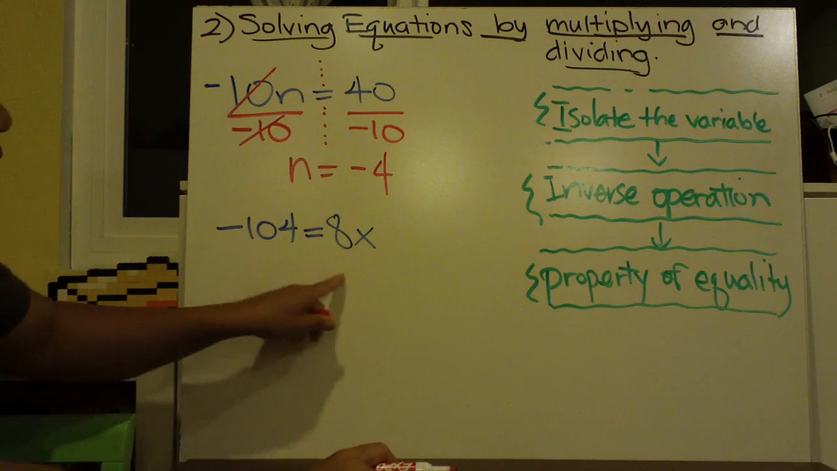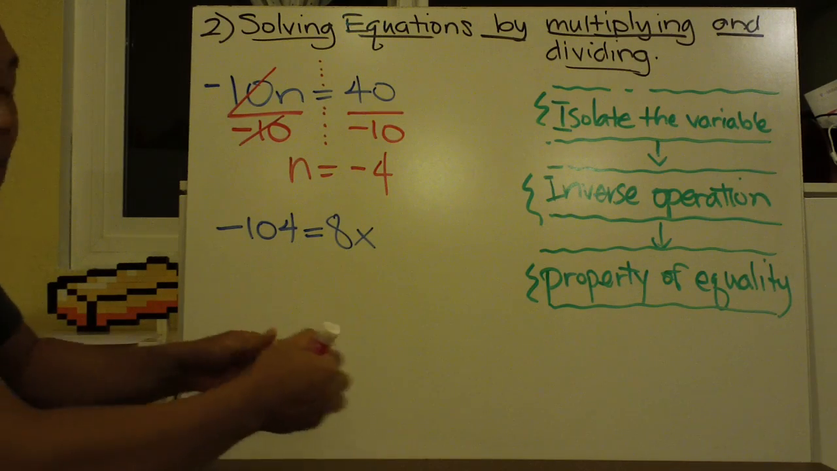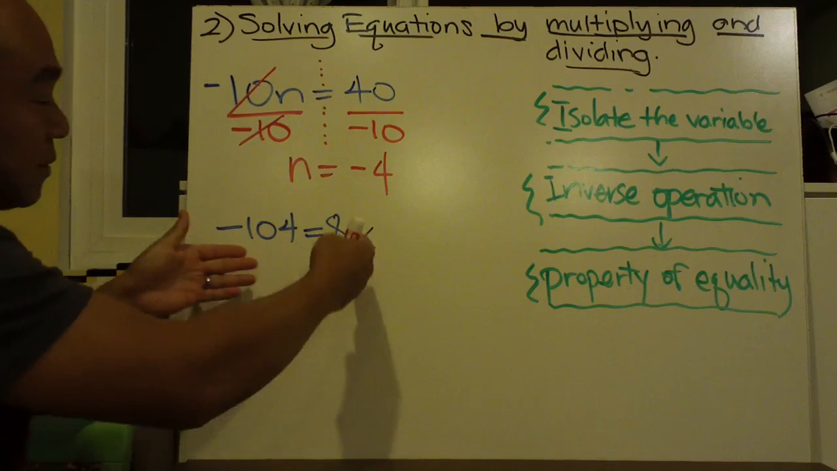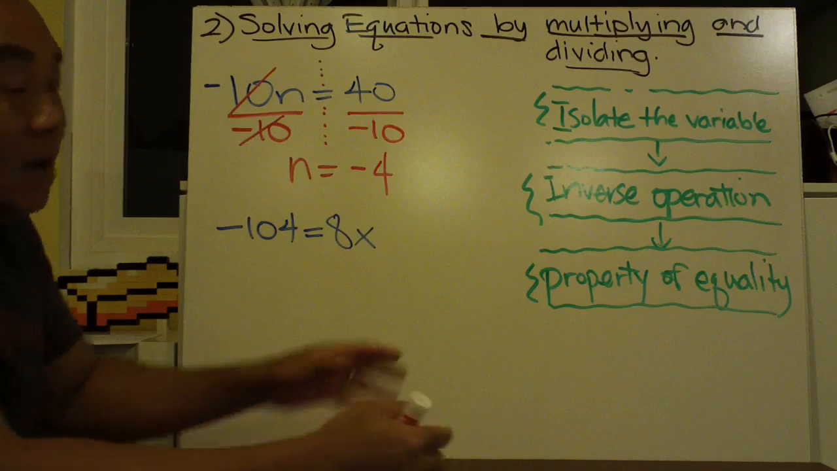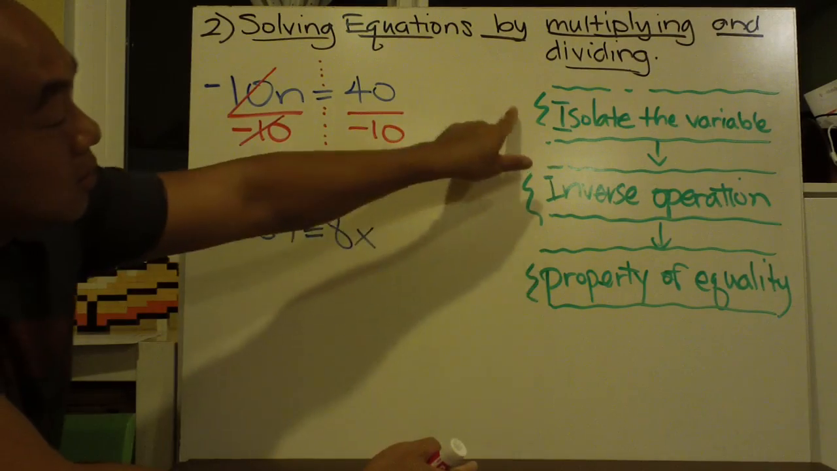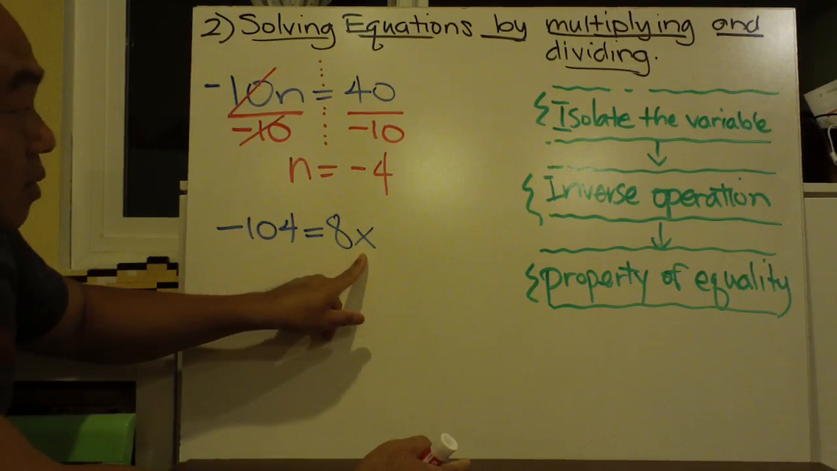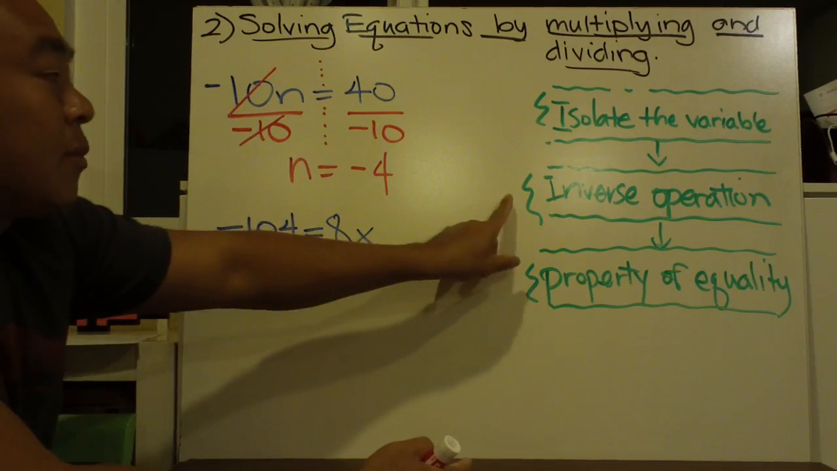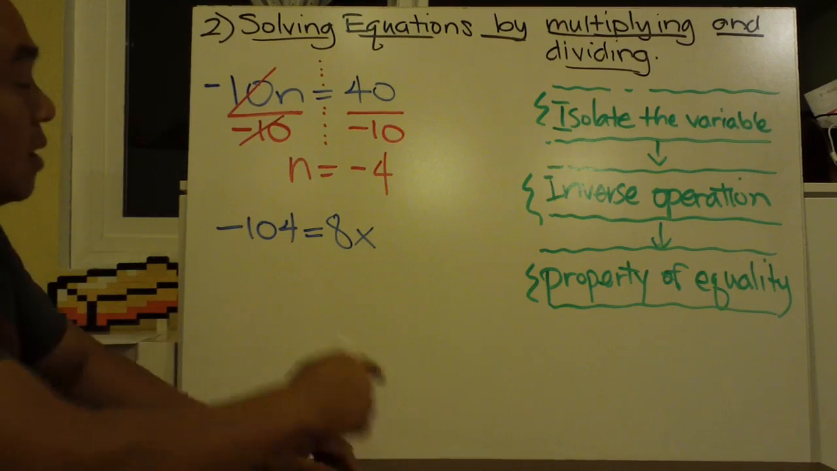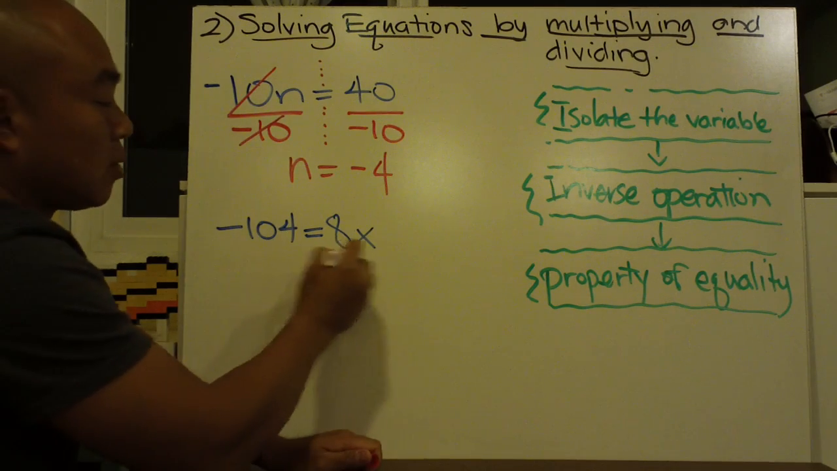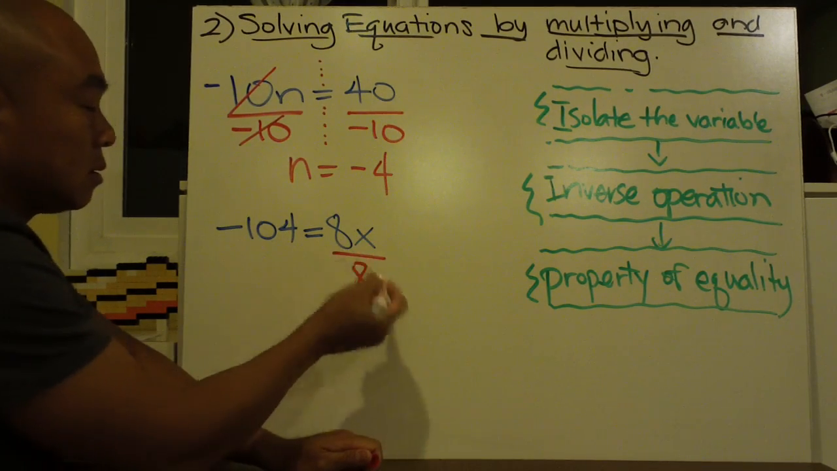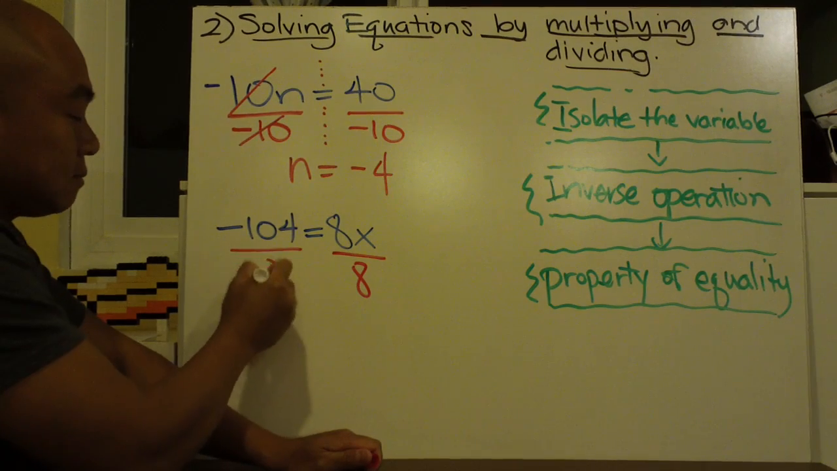Okay, let's have a look at this one. Now again, an equation basically means this side is equal to this side. We just got to figure out what that x is. And that's that whole isolating the variable thing. So here we're going to isolate the variable. And how do we isolate the variable? Right, by taking the inverse operation of that. Again, this is 8 times x. We're going to divide this by 8. Divide this by 8.